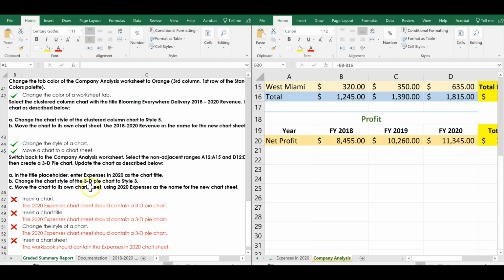Here we go. To its own chart sheet. So 2020.